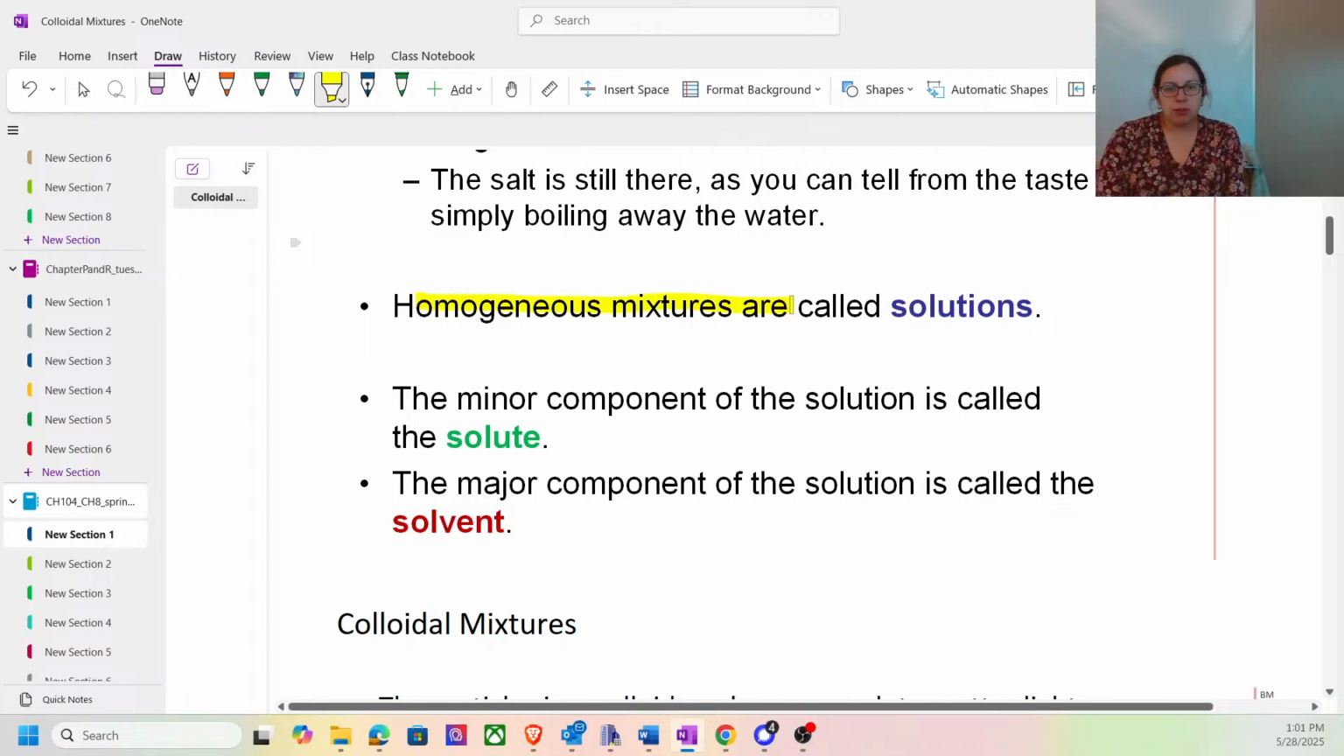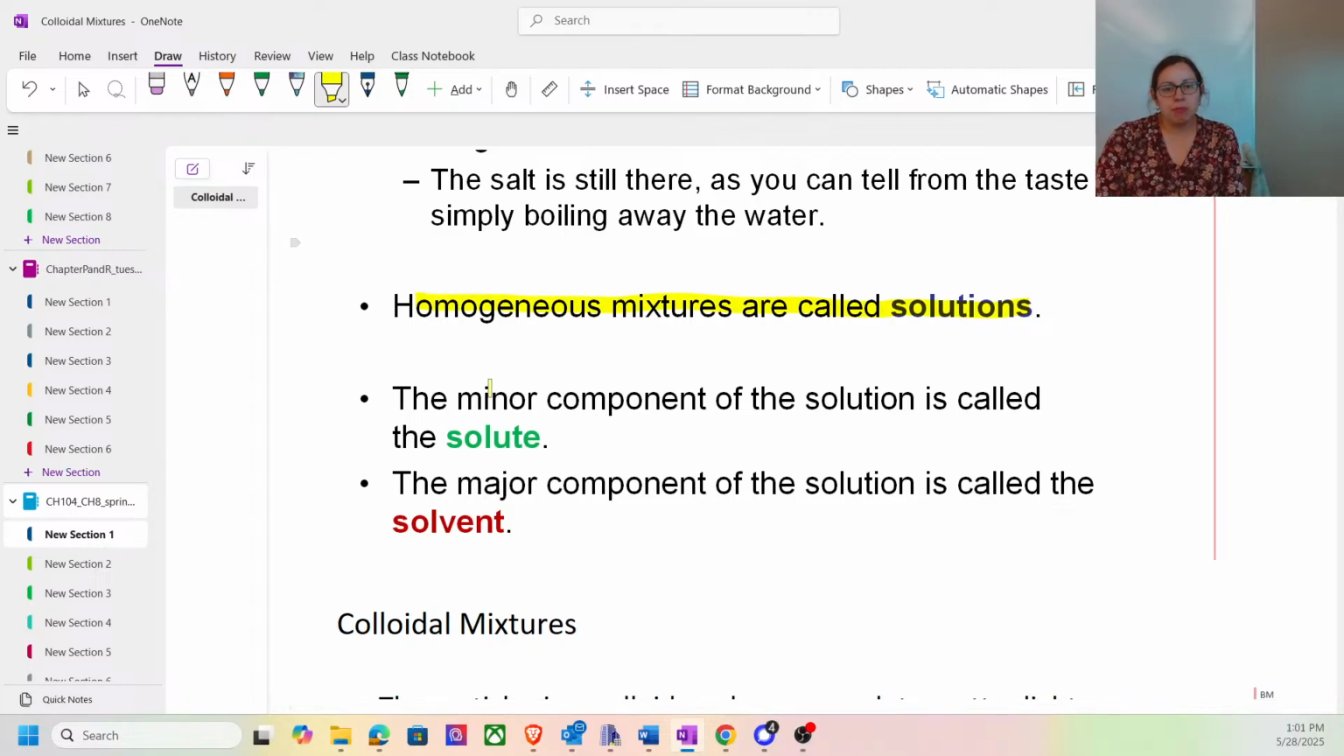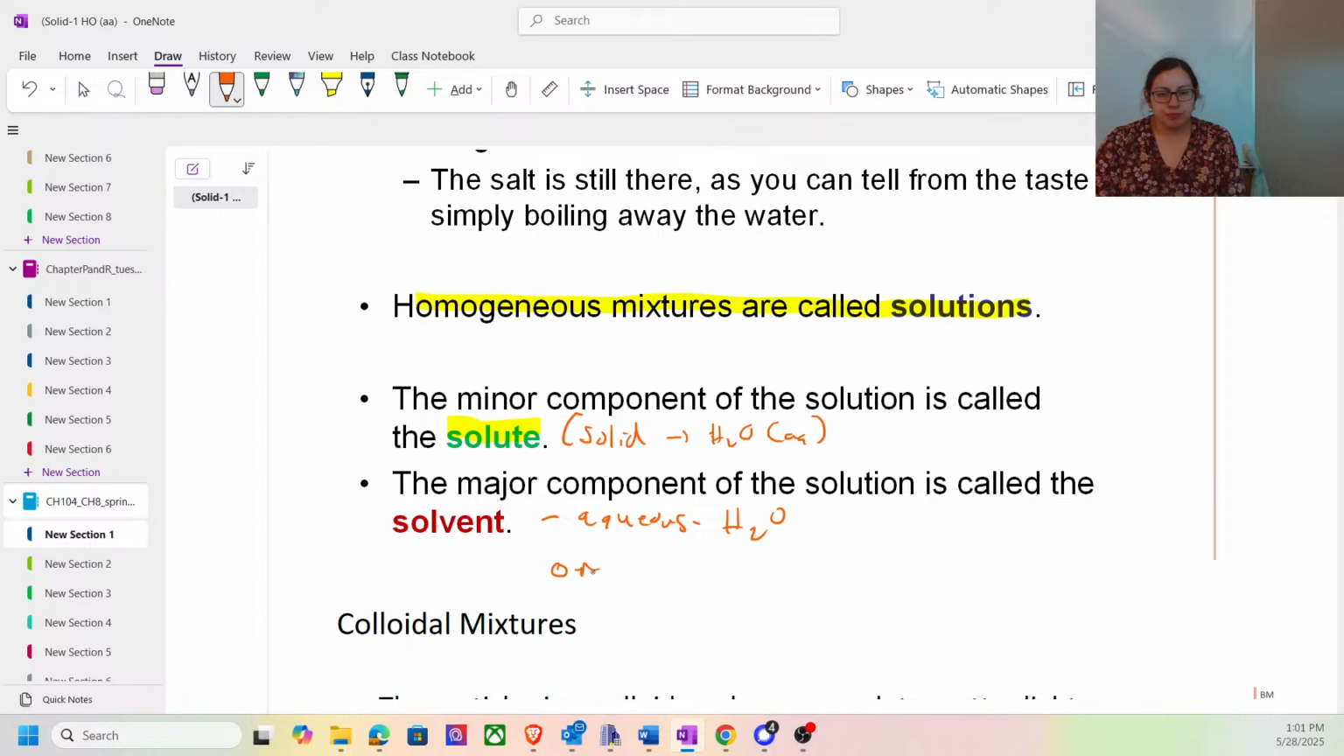Okay, homogeneous mixtures are called solutions. The minor component of our solution is the solute. This is usually a solid that gets dissolved into water, if we're talking aqueous for our purposes. It could also be a liquid that you dilute, especially like organics. Our major component is called the solvent. In chem, we mainly use water as our solvent, but if you move on to organic chemistry, there are many other solvents that can be used.